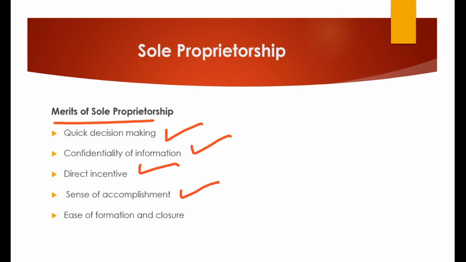Sense of accomplishment. Here again, whatever profits he is earning are completely his. He need not distribute them among others. So there is a sense of accomplishment. Whatever profits the business is earning, he enjoys those. Next, easy formation and closure. Again the same thing. We have studied that in a sole proprietorship there are not many legal formalities he has to follow. He can form the business, and he can even dissolve the business anytime. These are the merits of sole proprietorship.